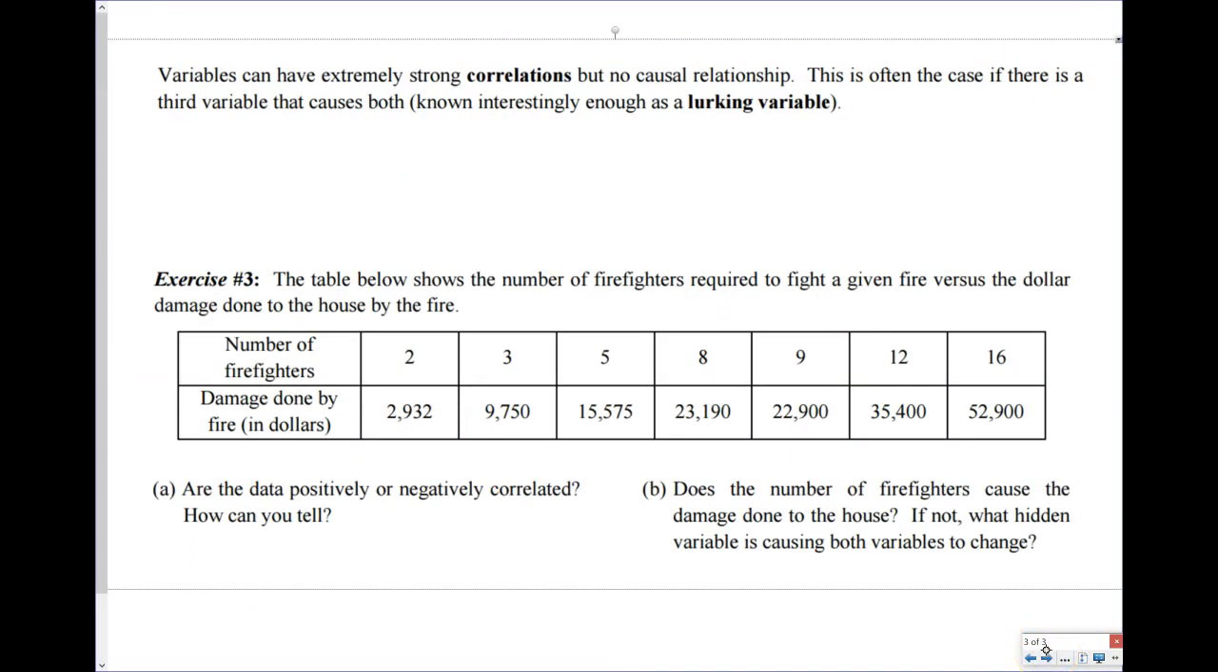There are also variables that have extremely strong correlations but no causal relationship, meaning that two things look like they're both increasing together, but they're not actually the cause of each other. And there's actually a really cool website that shows interesting correlations but no relationship. Example 3 shows this a little bit, and sometimes this happens because of something we call a lurking variable, where something else is going on in the data that we're not really thinking about, but it's causing a relationship.